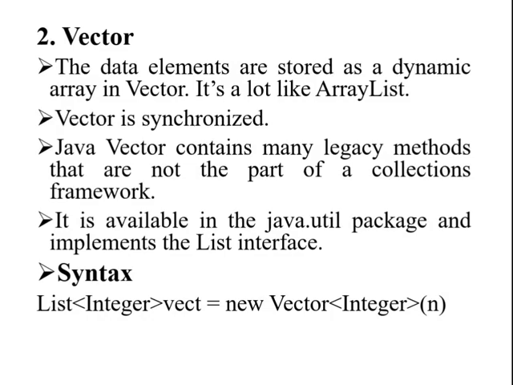Then next one is vector. The data elements are stored as a dynamic array in vector. It's a lot like array list. Vector is synchronized. Java vector contains many legacy methods that are not part of the collection framework. It is available in the java.util package and implements the list interface, allowing us to use all the list interface functions like an array list. It keeps track of insertion order.